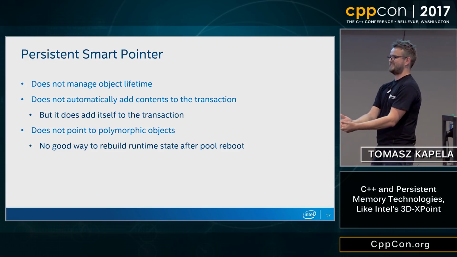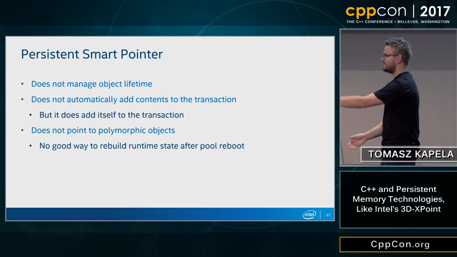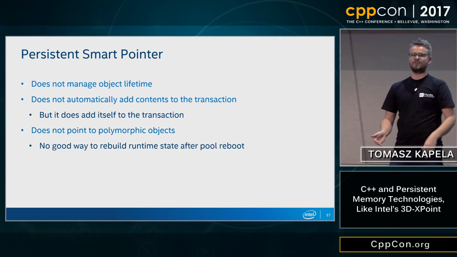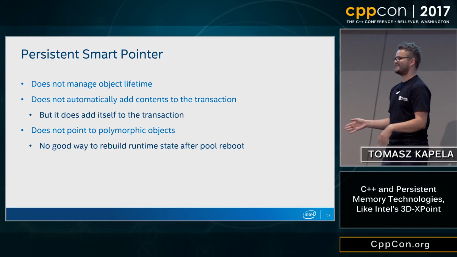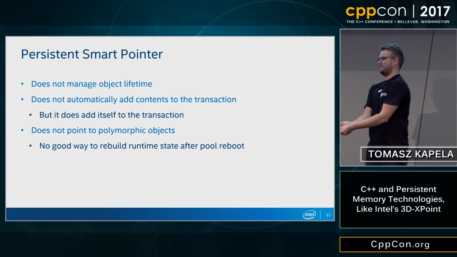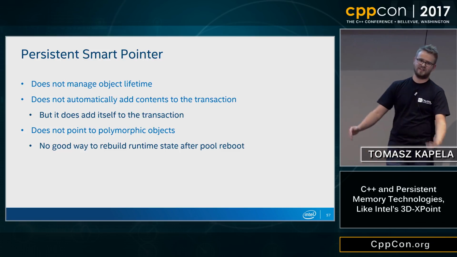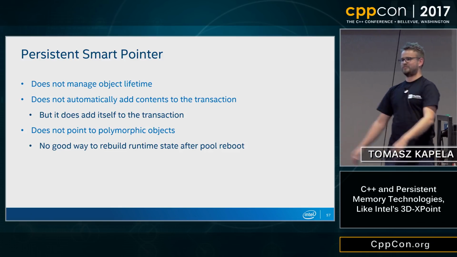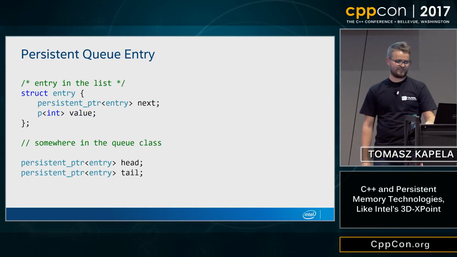No polymorphic objects. The persistent pointer does not allow polymorphic objects, which probably answers your earlier question a little bit. Yeah, we don't allow polymorphic objects because there's no portable way to rebuild your vtables, because it's part of the ABI. It changes from compiler to compiler, architecture to architecture. We just decided we're banning polymorphic objects from the persistent pool altogether. So sorry, it is what it is.